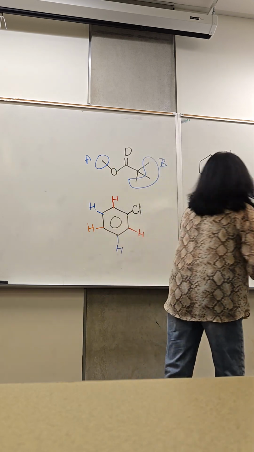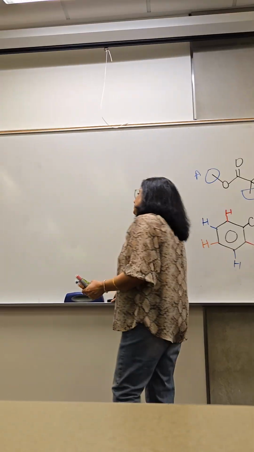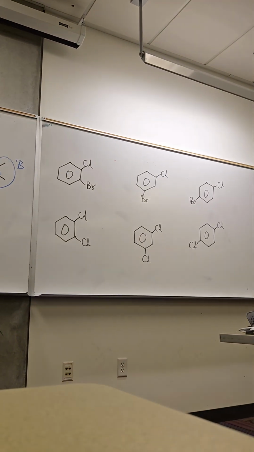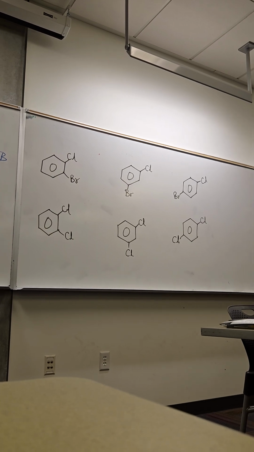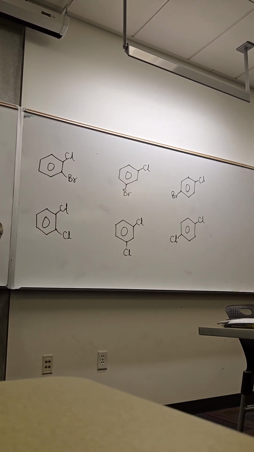Let's do this quickly now. With this idea, can you please tell me how many signals for the six benzene isomers drawn here on the board?